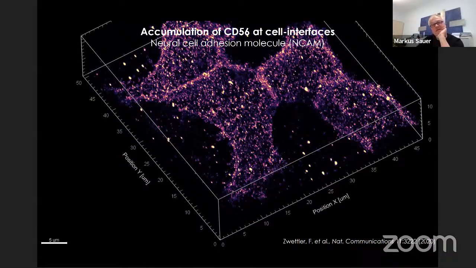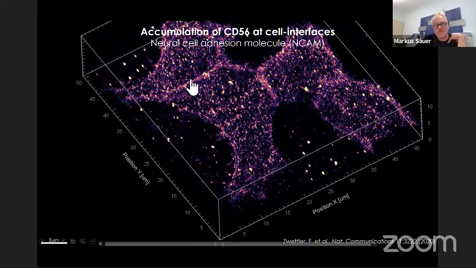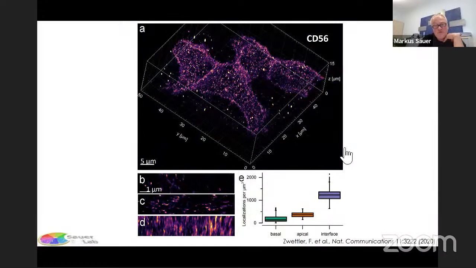This is a neural cell adhesion receptor, which, as it should, accumulates at cell-cell contact sites. And this is exactly what this receptor is doing here. It accumulates at cell-cell contact sites. If you quantify this a little bit, you see that on the basal membrane you have less signal than on the apical membrane, but at the interfaces you have more than twice as many signals.